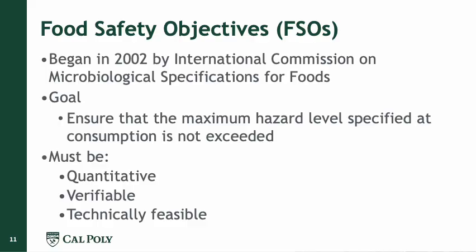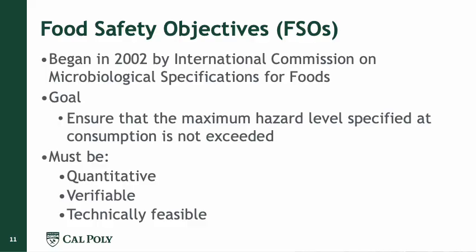So each company has to have food safety objectives. They began being implemented in 2002, and the goal of these food safety objectives, or FSOs, is to ensure the maximum hazard level specified at consumption is not exceeded. So it has to be quantitative, verifiable, and technically feasible.